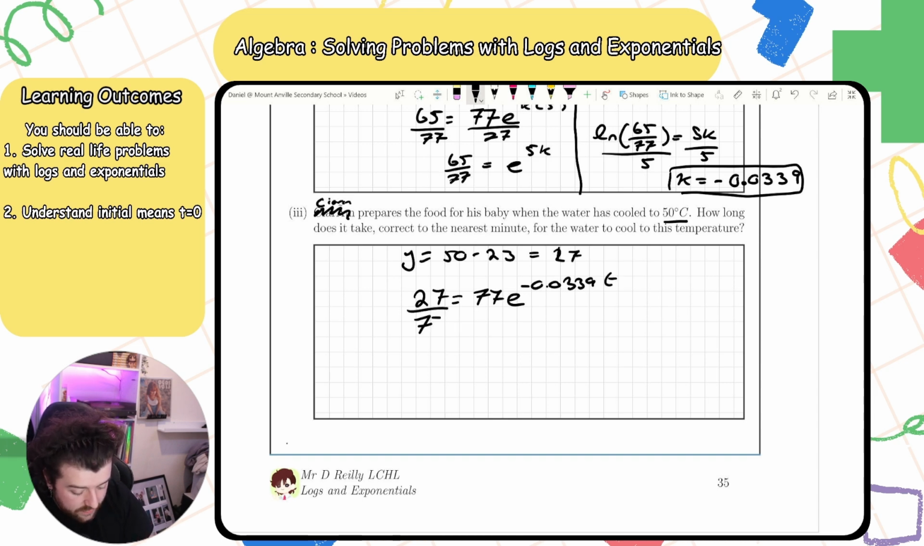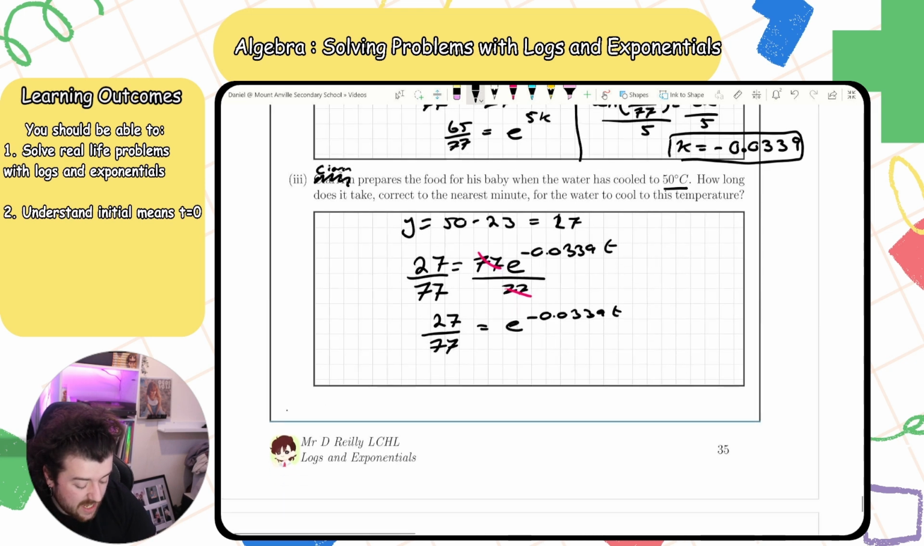Divide both sides by 77. So 27 over 77 equals e to the power of minus 0.0339t. So I'm going to take the log of both sides. So I'm just switching it up. So just keep reminding you can do both ways. So log of 27 over 77 equals log of e to the power of minus 0.0339t.